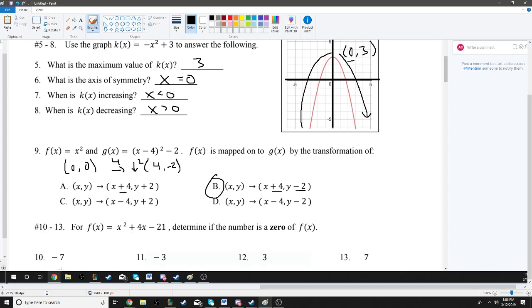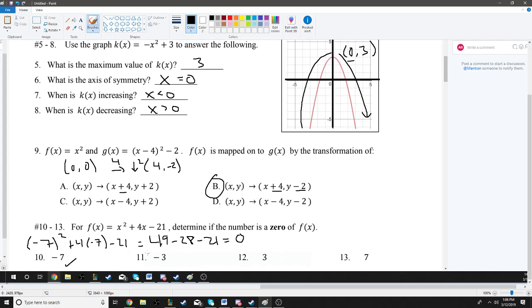And here's how you determine if it's a 0. There's 2 ways to do this. The first way is you could just plug it in. So you just plug in negative 7 squared plus 4 times negative 7 minus 21. And that comes out to 49 minus 28 minus 21, which equals 0. So therefore, number 10, negative 7 is a 0.